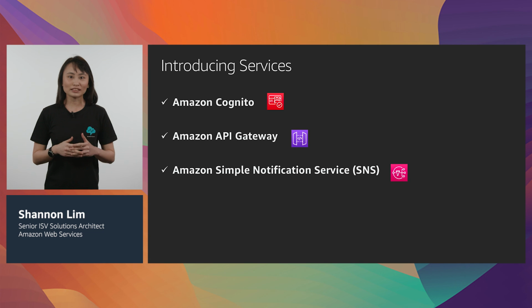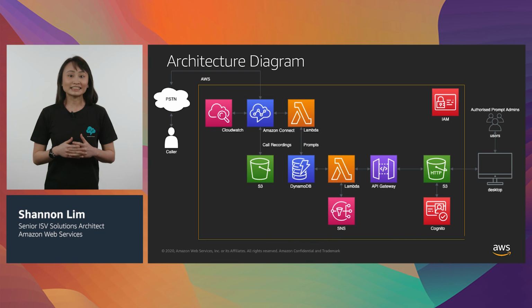Lastly, Amazon Simple Notification Service, SNS, which is a pub/sub messaging service which lets you send notifications via SMS, email, or mobile push messages. And this is a simple proposed architecture. From the very left, you can see the caller calling in. It hits Amazon Connect, goes through Lambda, pulls out the prompts from DynamoDB. And this is what we have deployed earlier.